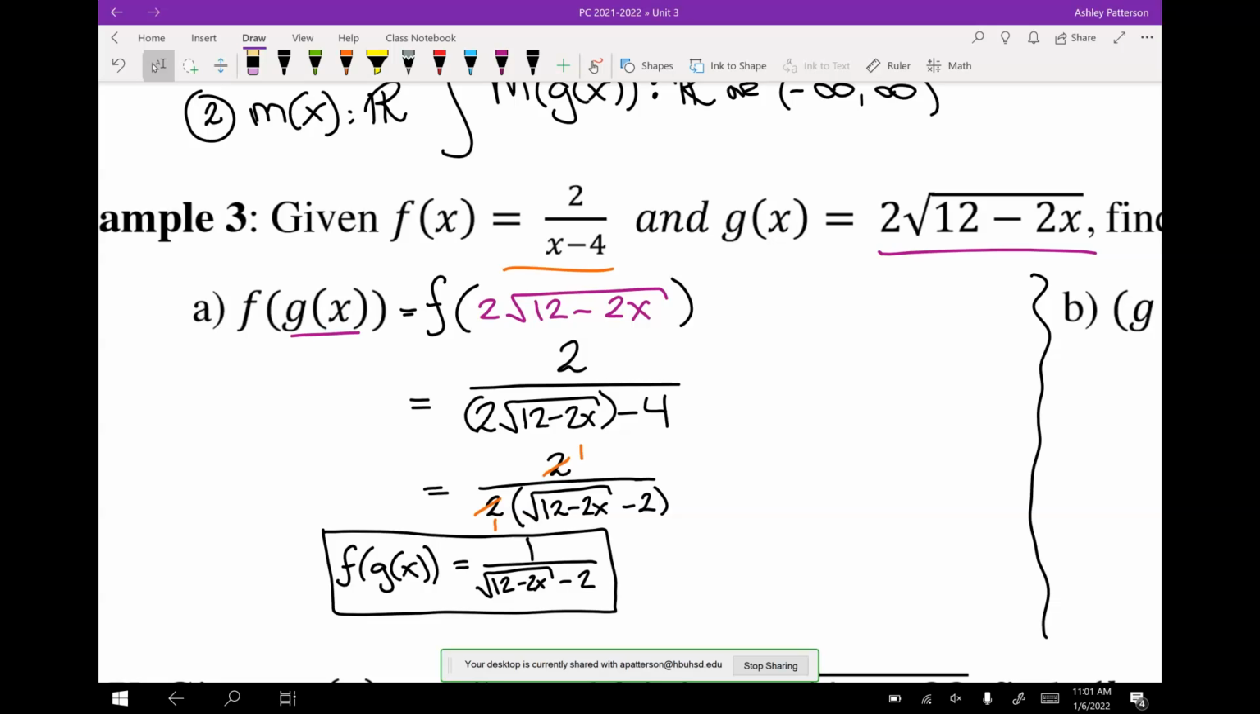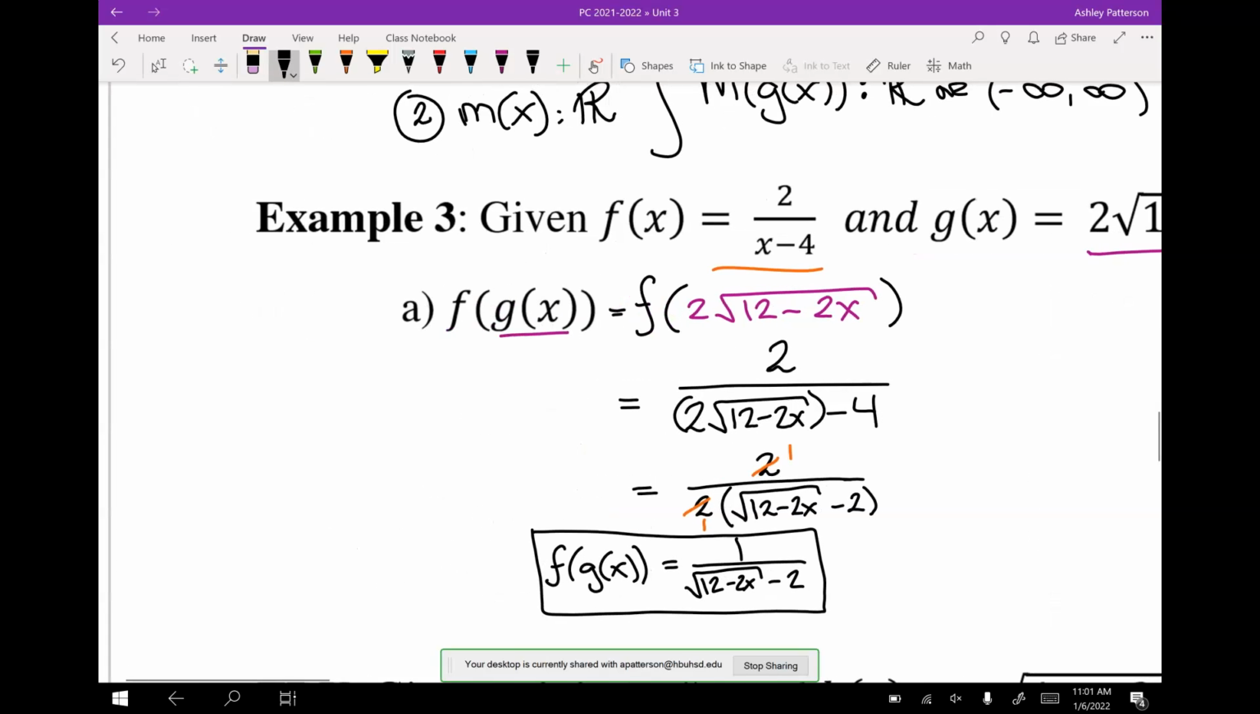Now, for the domain, it does get a little tricky because you're putting two functions together. I need to find the domain that satisfies both functions and their possible restrictions. So we're going to go through this one using a 1, 2, 3 system. I'm going to show you here's what we do first, second, third, and then hopefully that'll help you as you're going on with the different functions. All right, here we go.